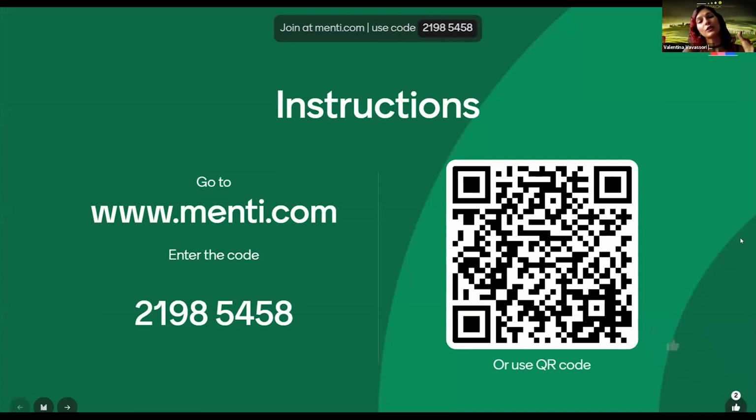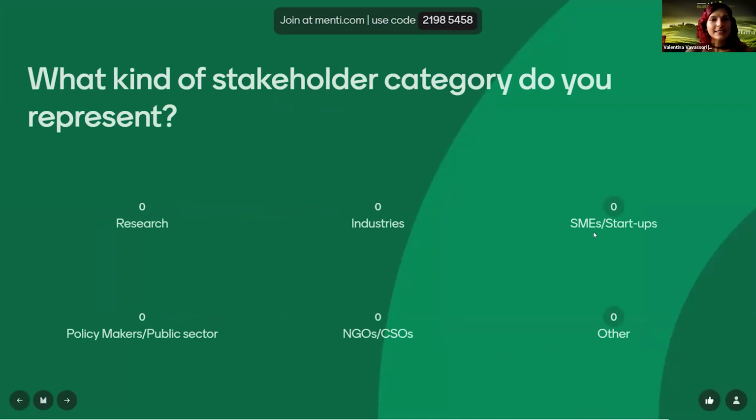So to enter, just scan the QR code, or if you prefer, you can also go from your laptop on menti.com, as you see here, and enter the code you read here. 21985458. So we will give you just a few seconds to enter. And I think we can start showing the question, Luis. So as said, we are asking, what kind of stakeholder category do you represent? So I see the first response is coming.